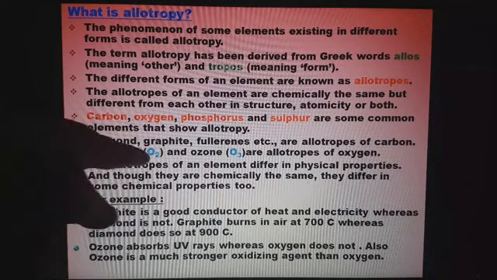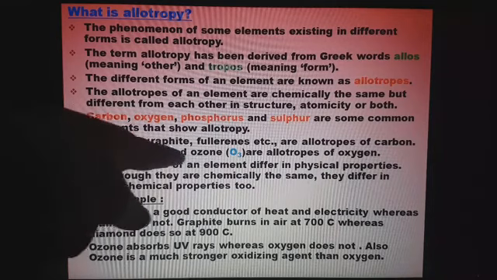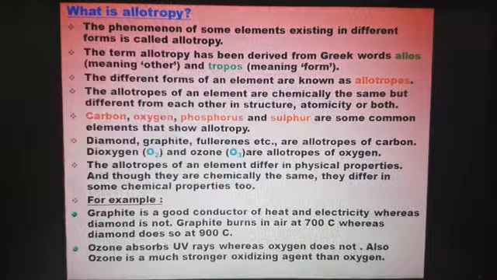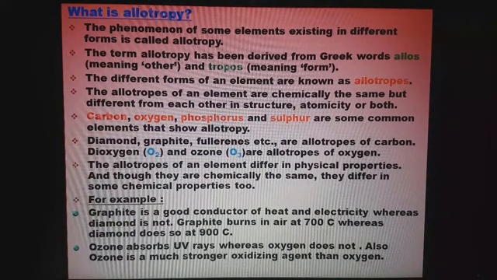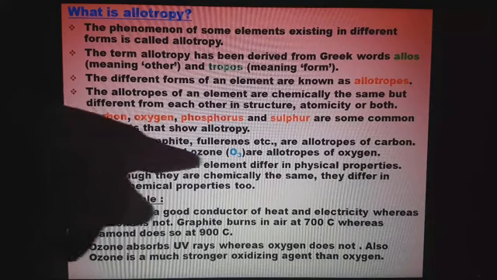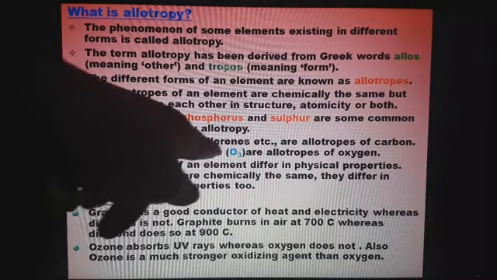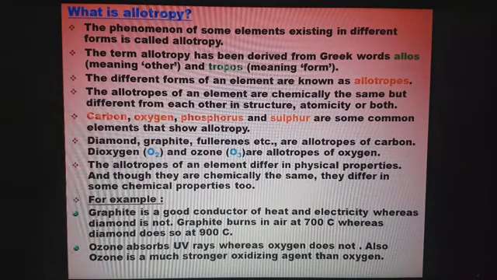Dioxygen, O2, and ozone, O3, are allotropes of oxygen. So you can see that carbon has various allotropes such as diamond, graphite, and fullerene, and oxygen has two allotropes: dioxygen, which is commonly known as oxygen, and ozone, O3. Chemically they are the same, but there is a difference in their atomicity.